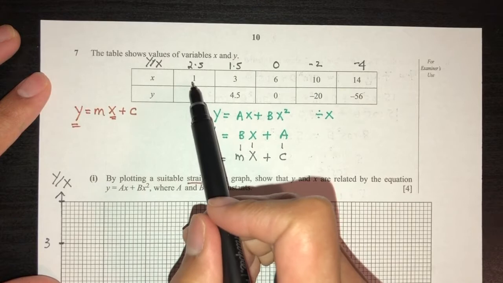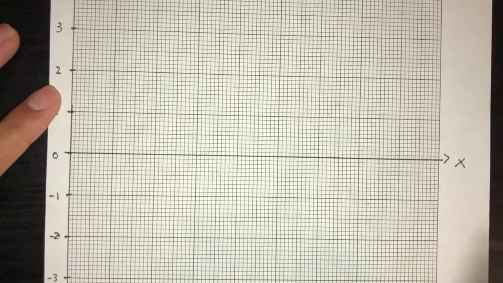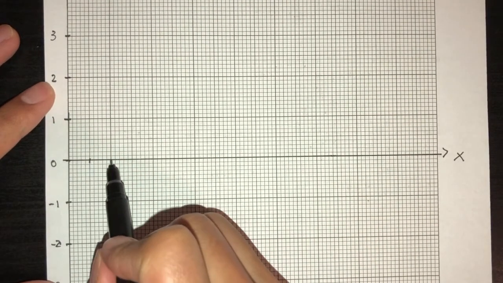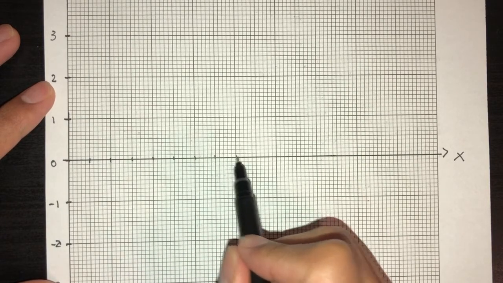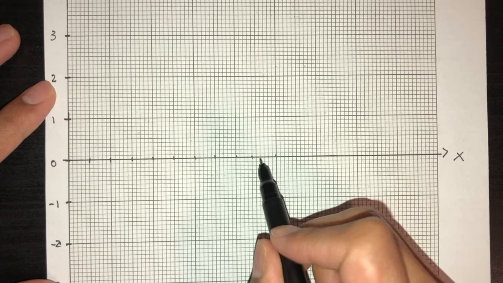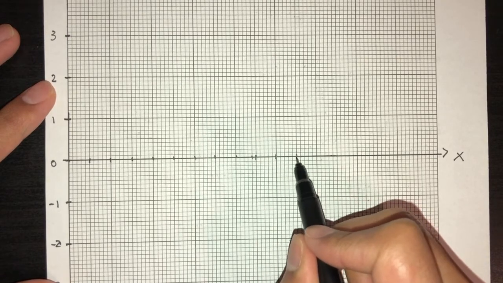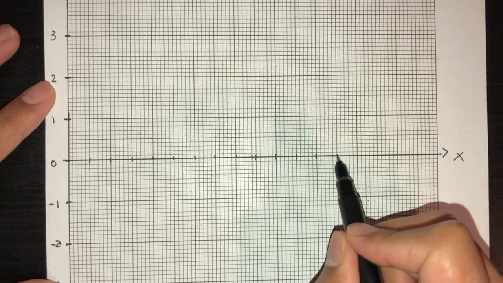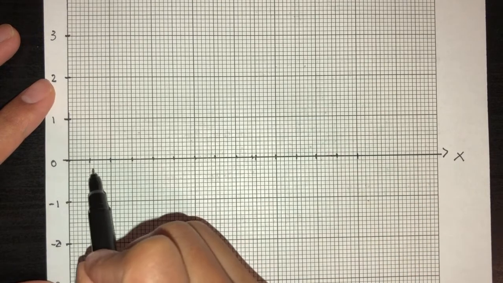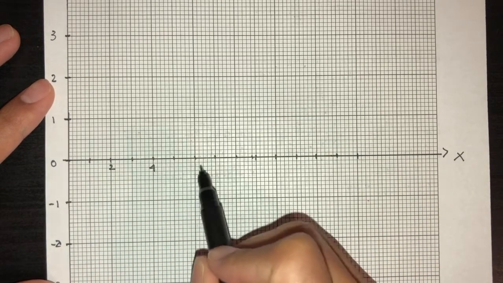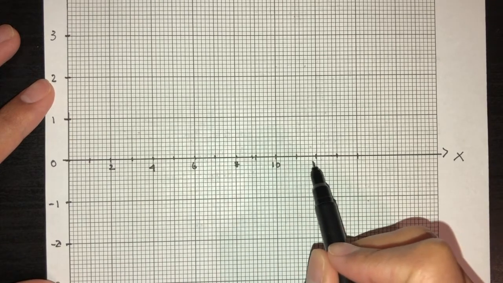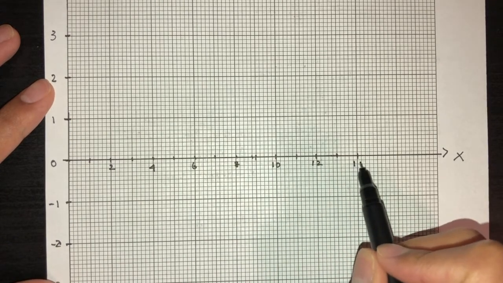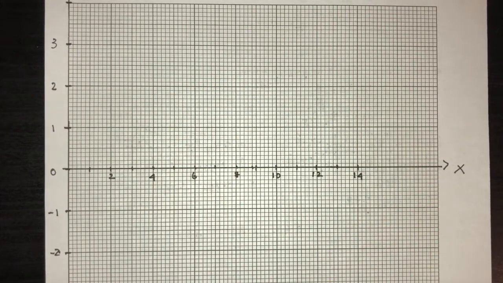X is from 1 till 14. So we have 1, 2, 3, 4, 5, 6, 8, 9, 10, 11, 12, 13, and 14. So that is 2, 4, 6, 8, 10, 12, and 14. Okay, so let's plot the points now.